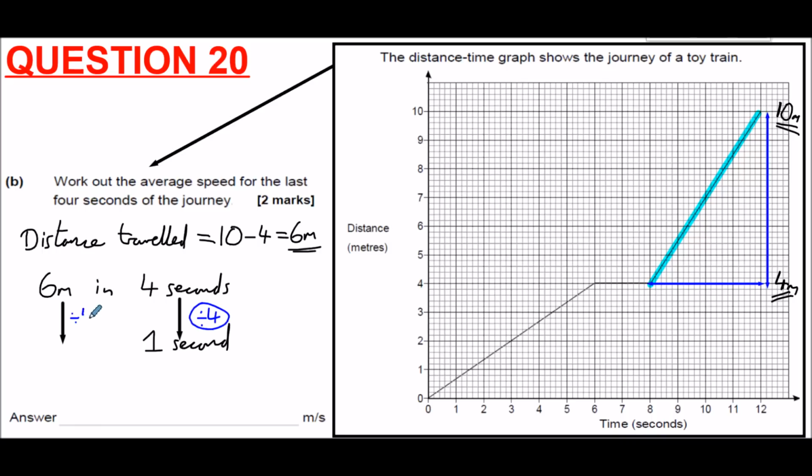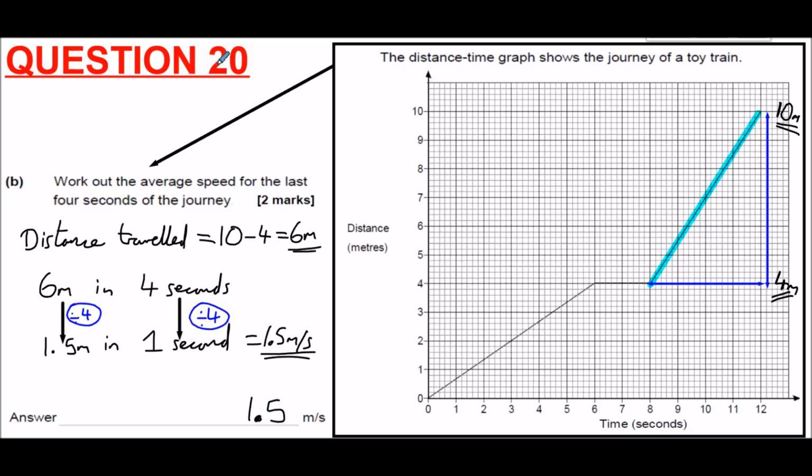And so 6 divided by 4 would tell us that it travels on average 1.5 meters in 1 second. 1.5 meters in 1 second means 1.5 meters per second. In other words, that's the speed. So the speed would be 1.5 meters per second.